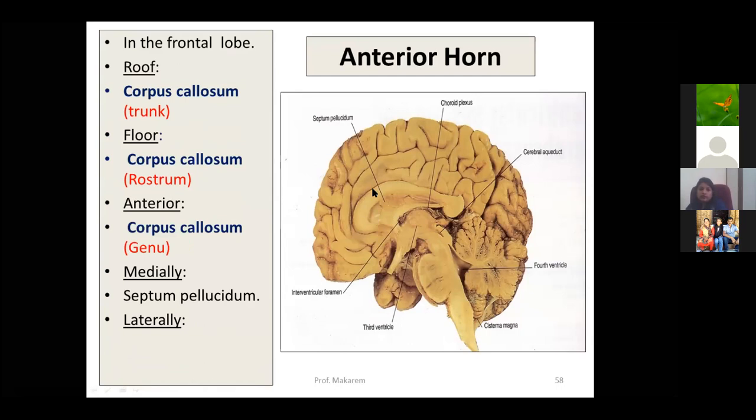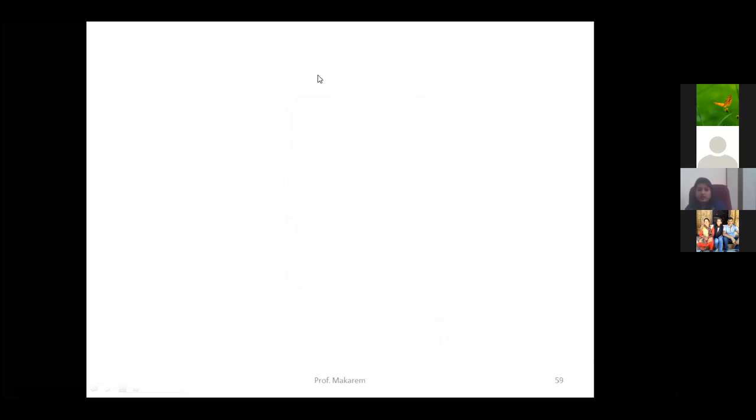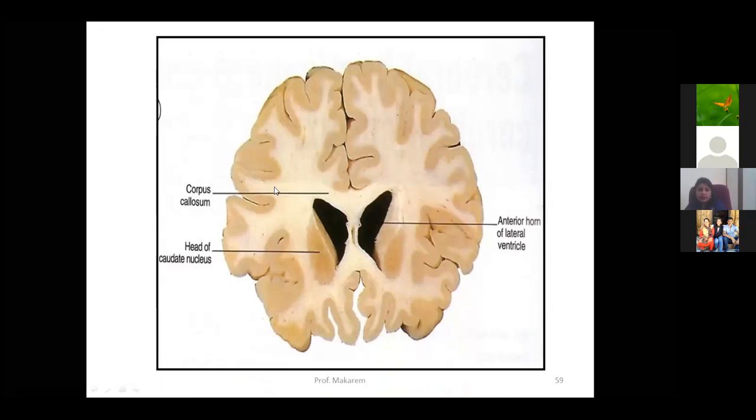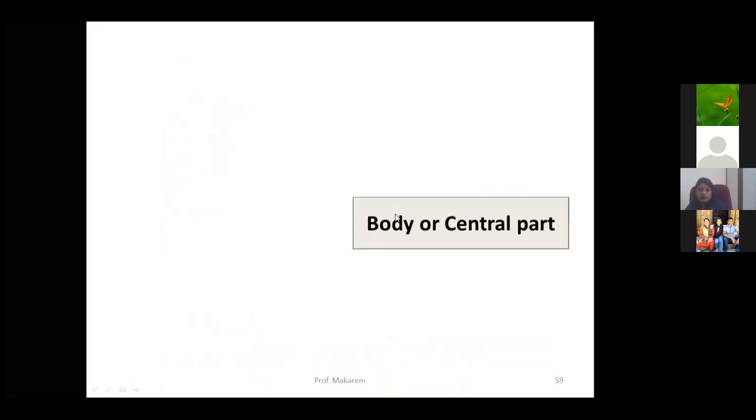So the roof is the corpus callosum, and the floor is also formed by the corpus callosum. Then medially you have a thin connective tissue, the septum pellucidum, and laterally you have the head of the caudate nucleus, which is part of the basal ganglia. So this is the anterior horn present in the frontal lobe.